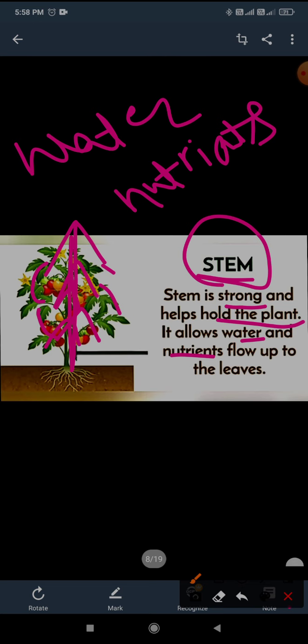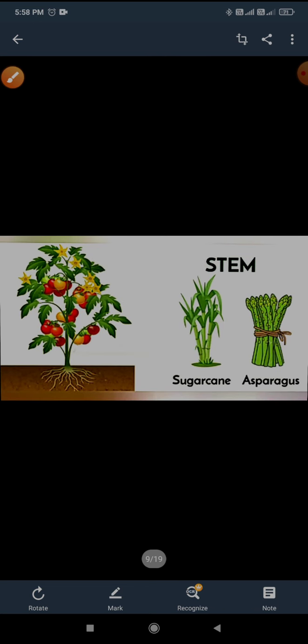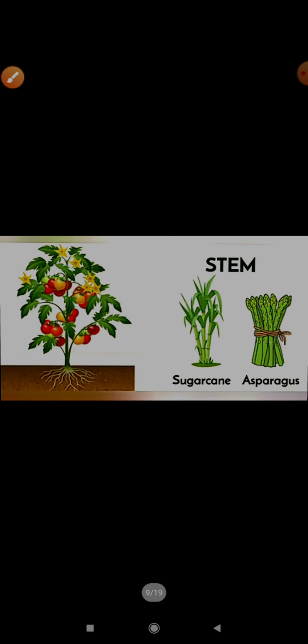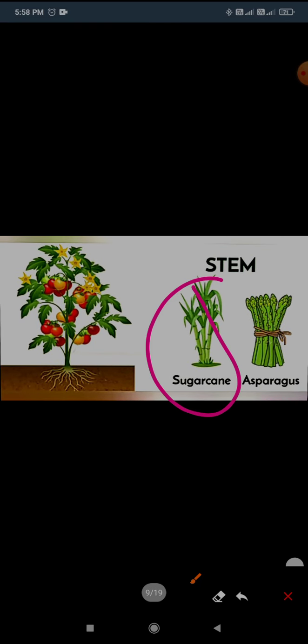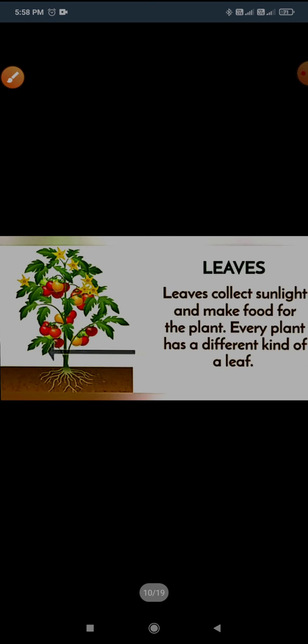Now the next is, here you can see two examples of a stem. One is sugar cane that we eat. This is wood. This is the stem. And asparagus. Asparagus you have seen in your home. Okay, the lucky plant. As a gift they used to give it to each other. So that is called asparagus. Okay, and sugar cane.